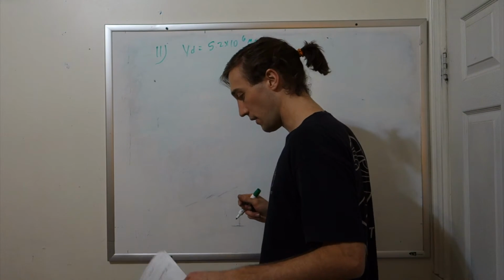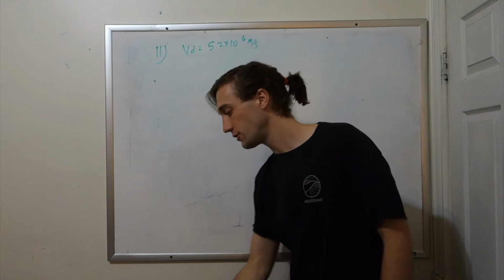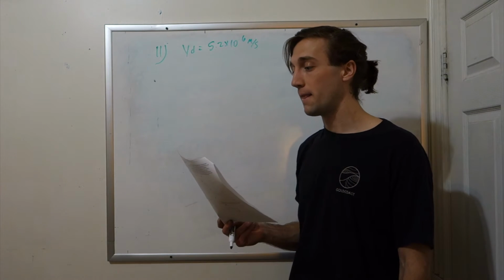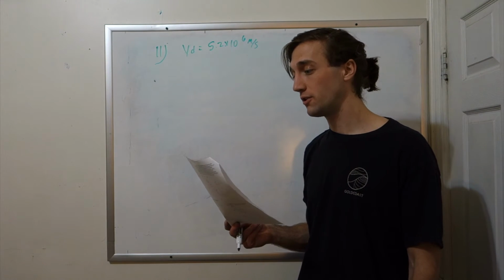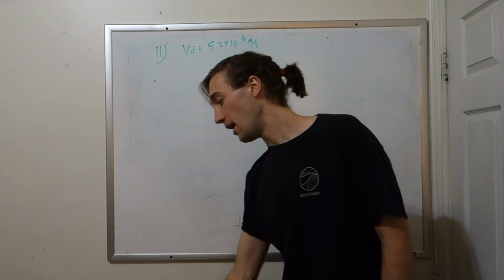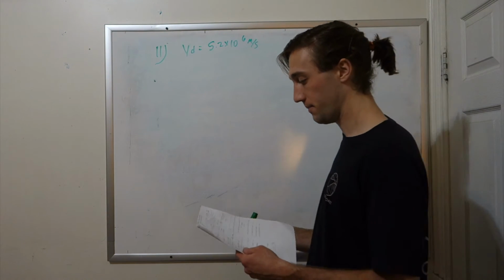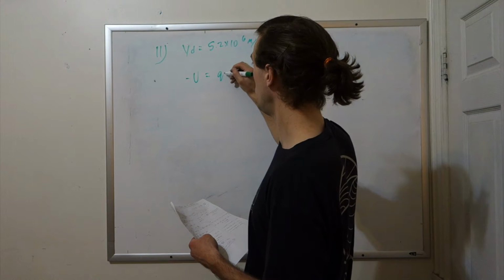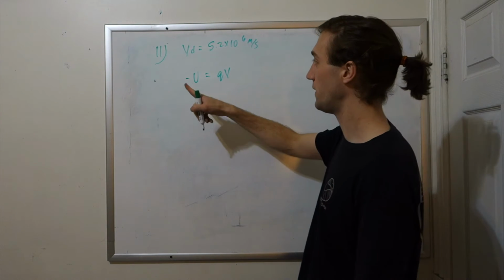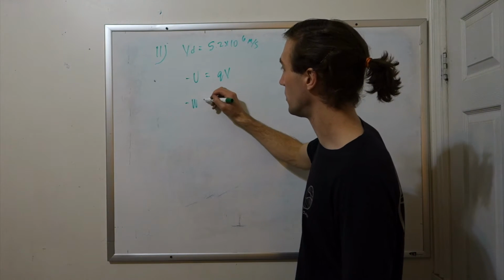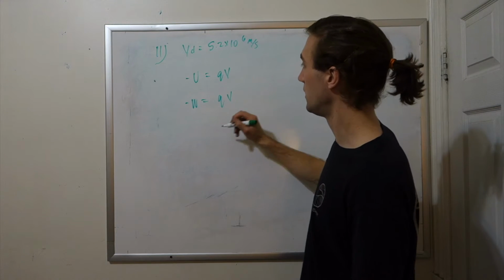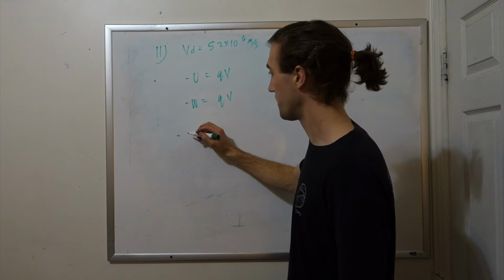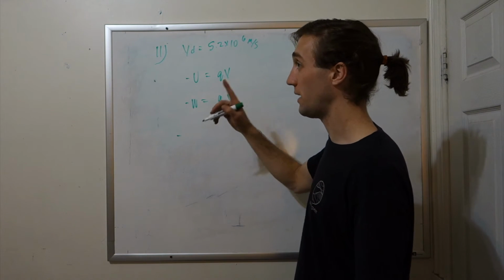So the next one I have to do is 11. An electron with an initial speed of 5.2 times 10 to the 6 meters per second is brought to rest by an electric field. What is the potential difference that stopped the electron? Okay, so using the equation that negative U is equal to QV, you also know that U is equal to work, and so you can do negative work is equal to QV. And then you also know that work can be equal to negative 1/2 mv squared.